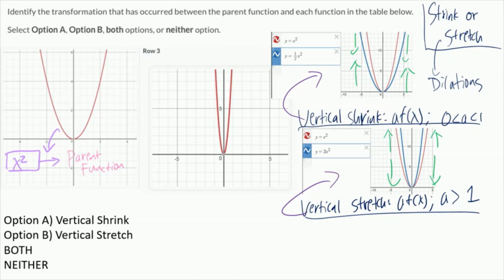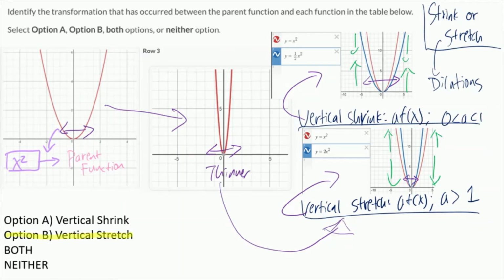Notice how in a vertical shrink, the new graph becomes wider, and our new graph for vertical stretch becomes thinner, right? And in our case, we can see from the parent function compared to our now function, it has become thinner, right? So thinner means that it will be a vertical stretch, which is why our answer would be option B, vertical stretch.